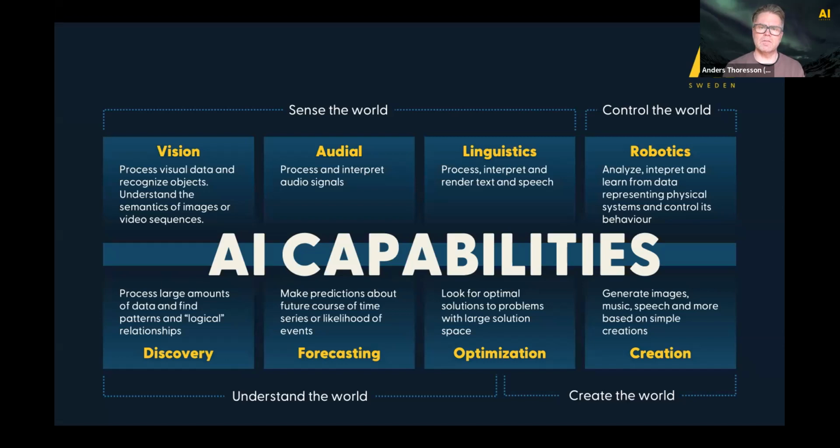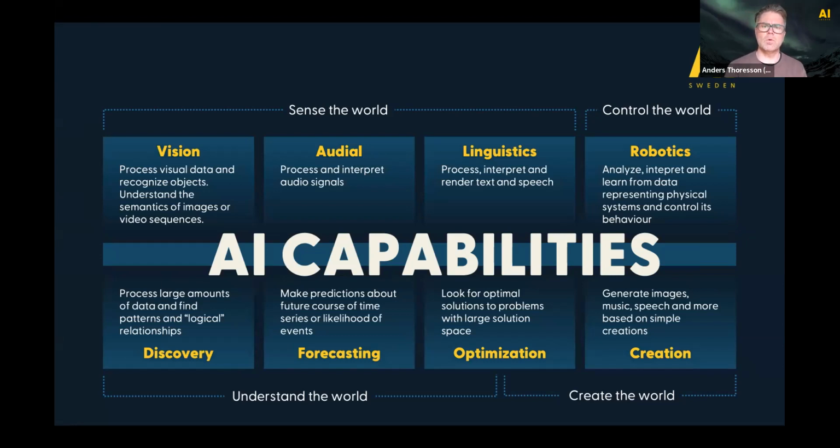Then we have Control the World, which is an old development, so to speak, where robotics has been a part of the industrial revolution for many decades now. But it's quickly becoming supercharged with the use of AI, in that it becomes easier, for instance, to let humans and machines interact more closely and do things that weren't possible before, thanks to the opportunity to really control what's happening in the physical world in new ways.